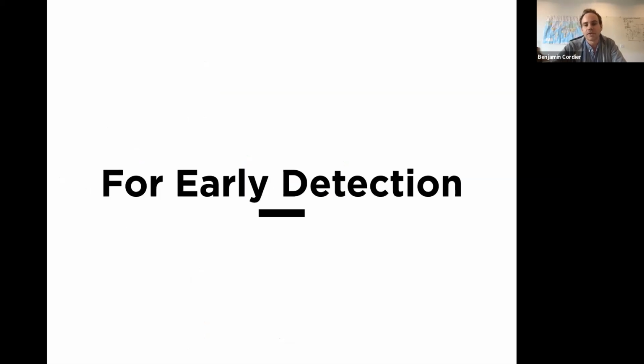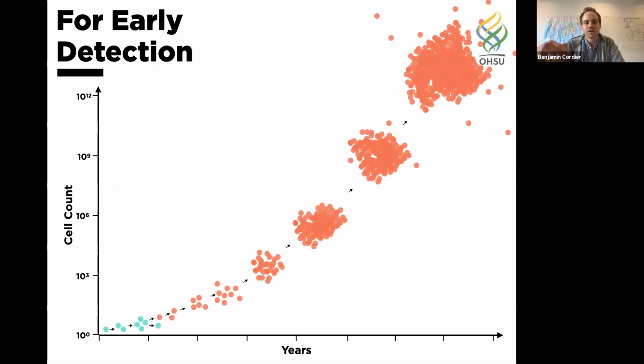Another use case is for early detection. If you imagine a life cycle of the cancer, or rather this kind of growth trajectory, you see the initial mutation right here, and then that leads to this growth of a cancer here. Ideally we would want to detect the mutation very early on, maybe here, maybe a couple of steps away, but that's what we'd like to do.